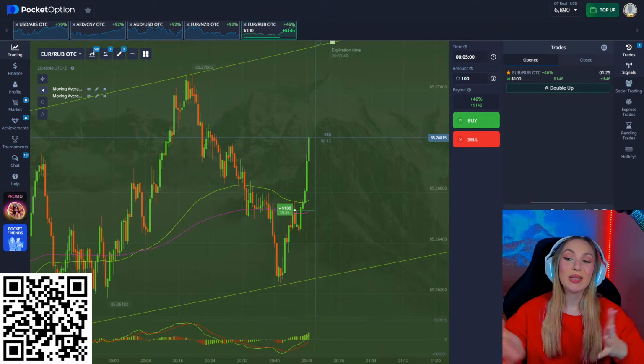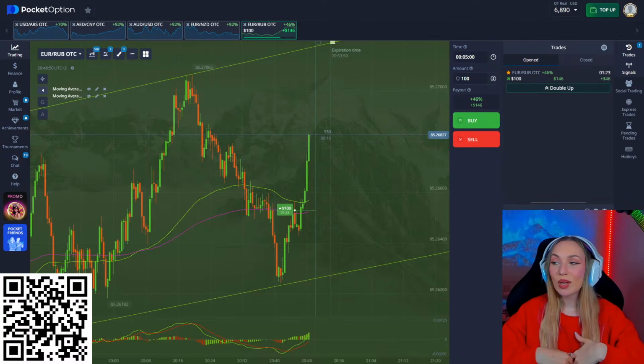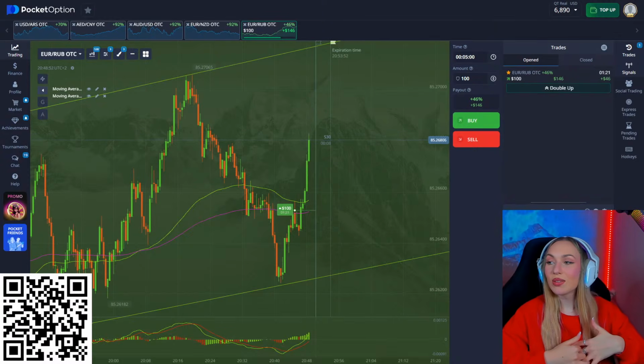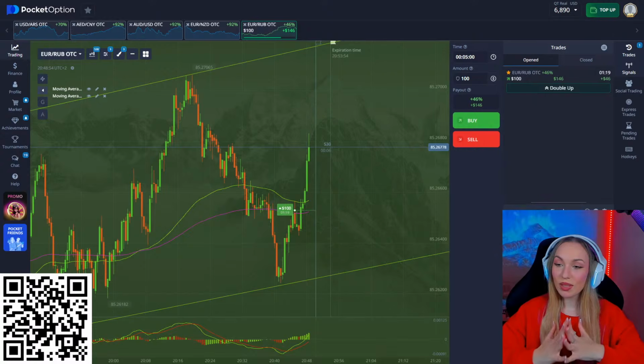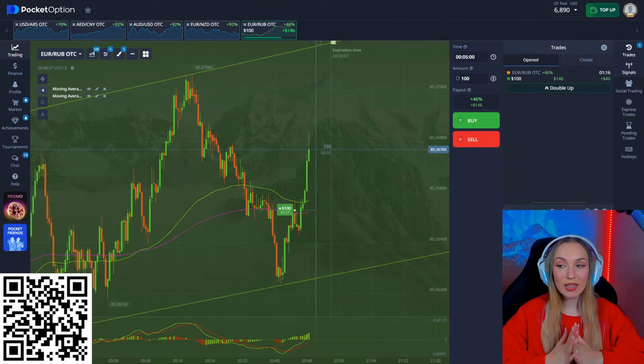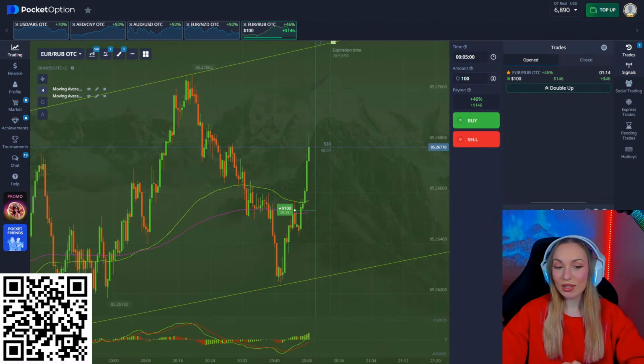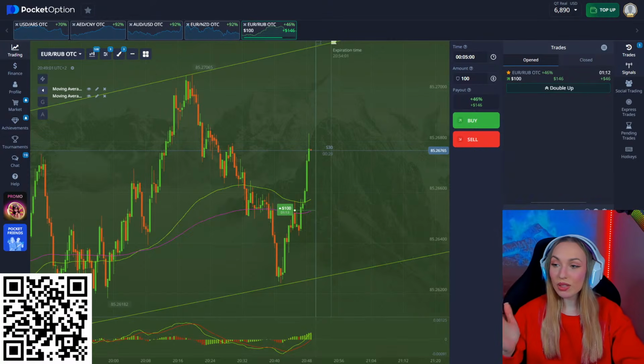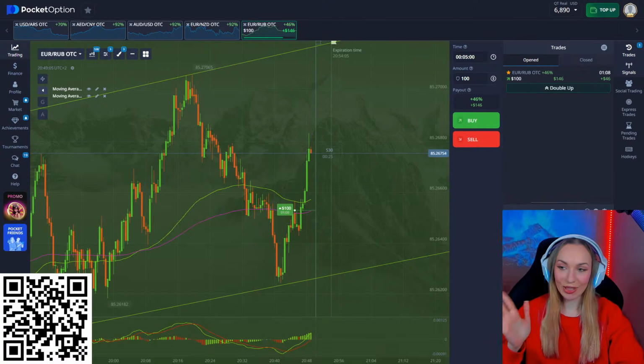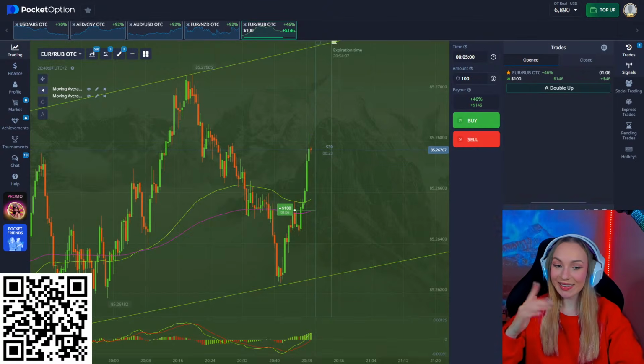The price went amazingly up in Euro Ruble. And there is more than 1 minute for us to go. I hope that it's not gonna go down, but for now it looks amazing, and I want all the trades that I'm opening today to look exactly like that. Like, really. It looks super good.